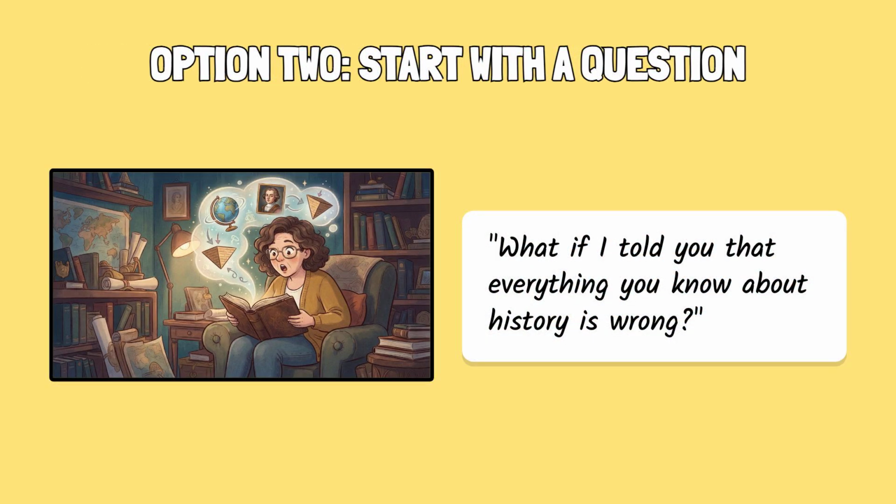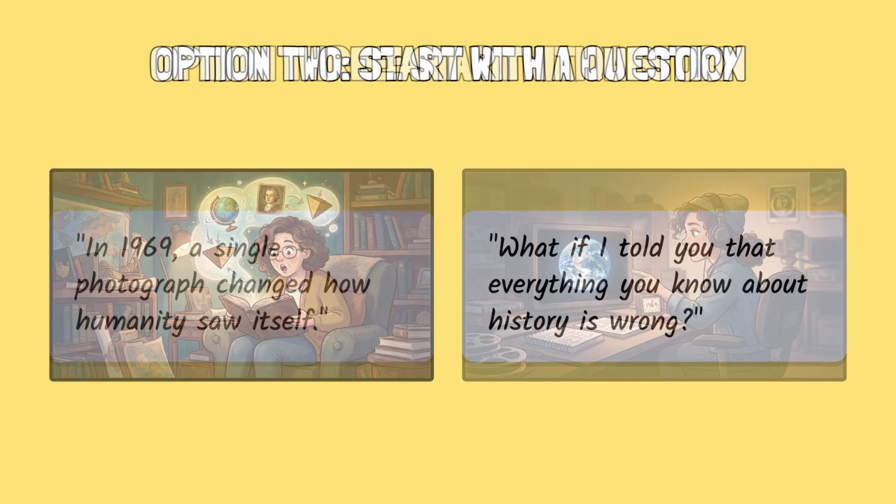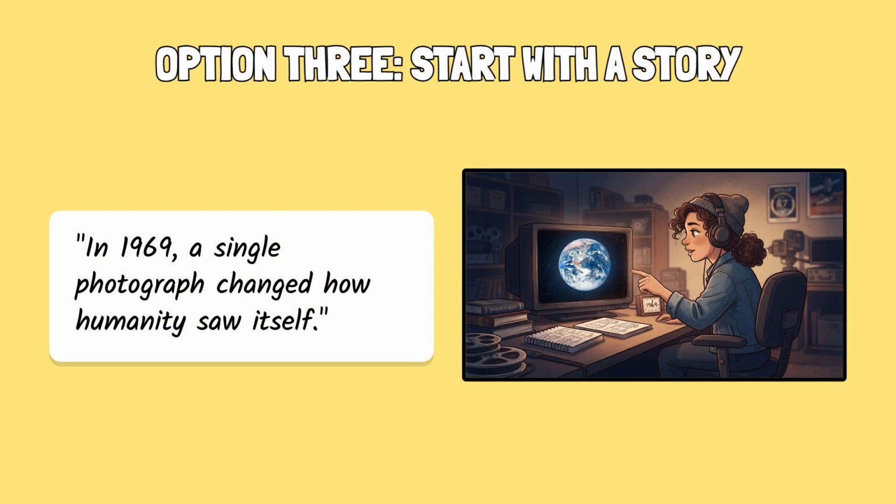Option 2. Start with a question. What if I told you that everything you know about history is wrong? This pulls the viewer in by making them feel like they're about to discover something hidden. Option 3. Start with a story. In 1969, a single photograph changed how humanity saw itself. It was called the Blue Marble, and it showed Earth as a fragile blue sphere floating in infinite darkness. This draws the viewer into a narrative moment before expanding outward.